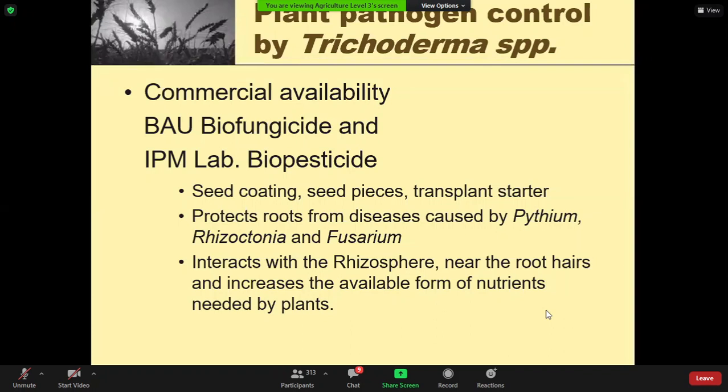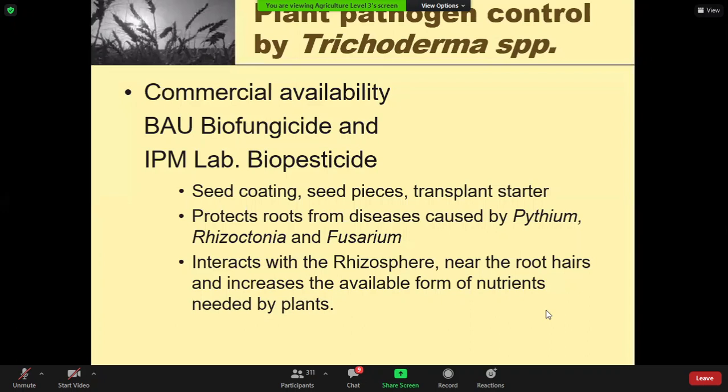and the pathogen, especially the soil-borne pathogen, will be controlled by this biopesticide in a number of ways, mycoparasitism and nutrient competition. This Pythium will compete with the trichoderma for nutrient, and in this competition, trichoderma wins and Pythium loses. Or in this competition, trichoderma wins and the soil-borne pathogen loses. Okay, they interact with the rhizosphere near the root here and increase the available form of nutrient needed by plants.